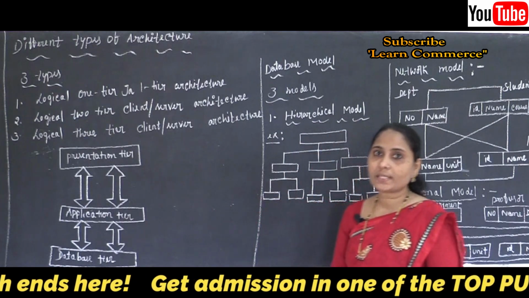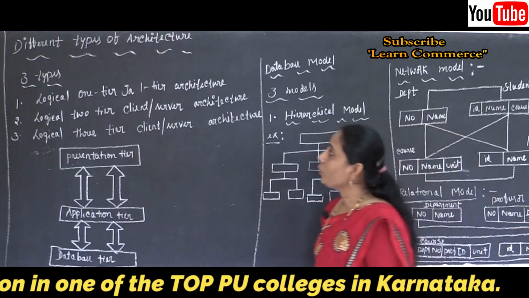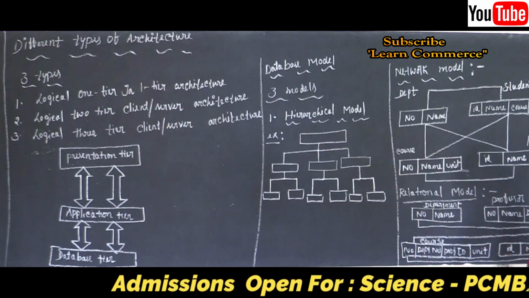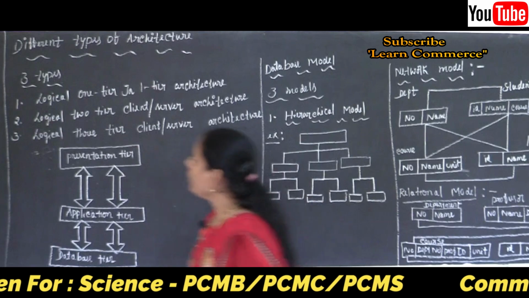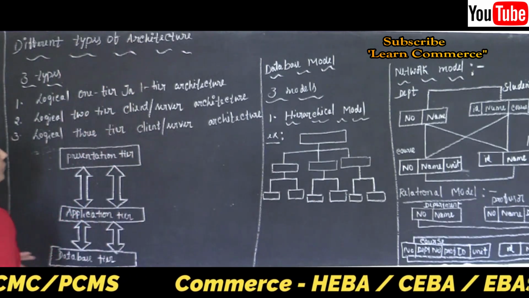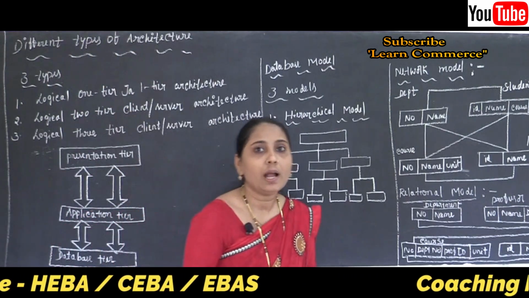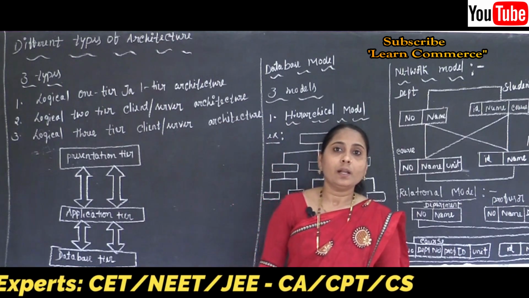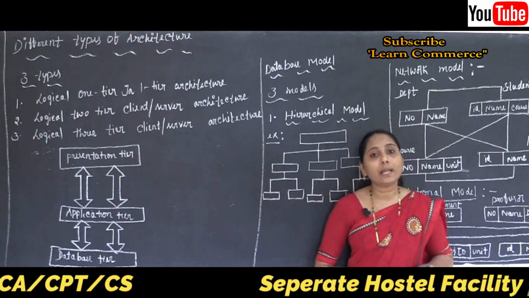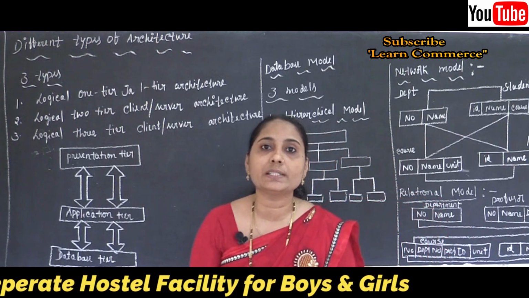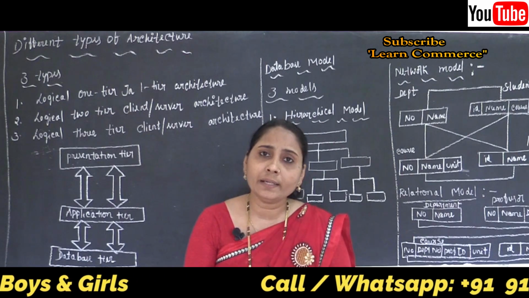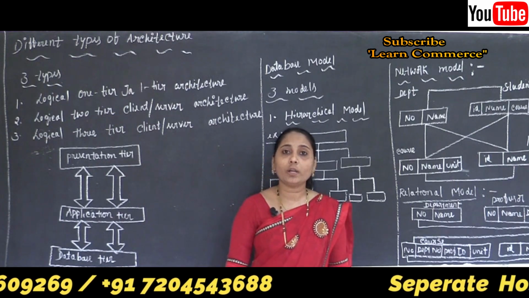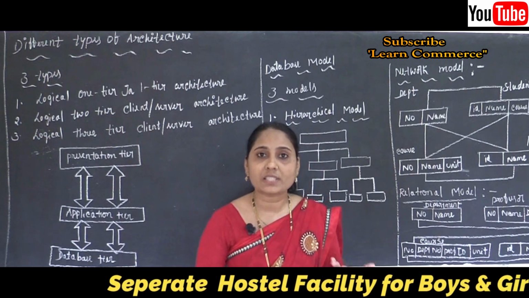Now, in today's class, we are going to learn a new concept, that is the different types of architecture. We know the meaning of architecture: the design of the database. So DBMS, that means our software, is highly dependent on its architecture, the design of the database. And the design of the database can be centralized or decentralized.